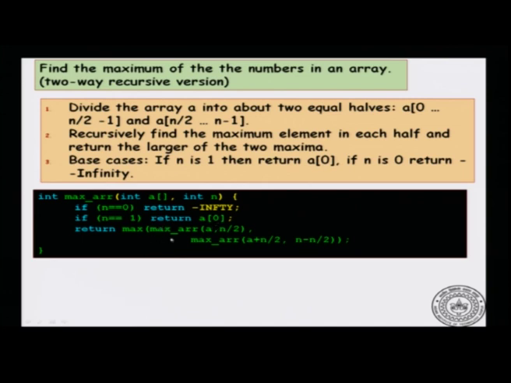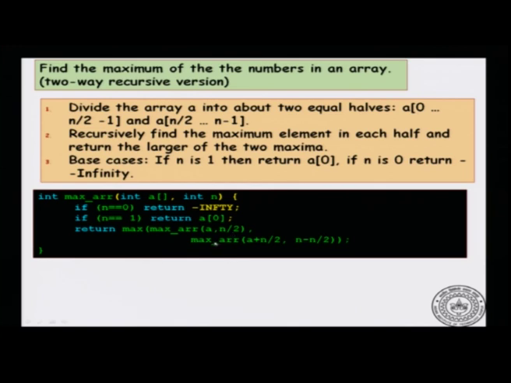So, these are the base cases as before. The change is here: if you have at least 2 elements, then you return the maximum of the values returned by the 2 sub problems. What are the 2 sub problems? The first is the left half of the array, which starts from A, that is the first location in the array, and contains n upon 2 elements.